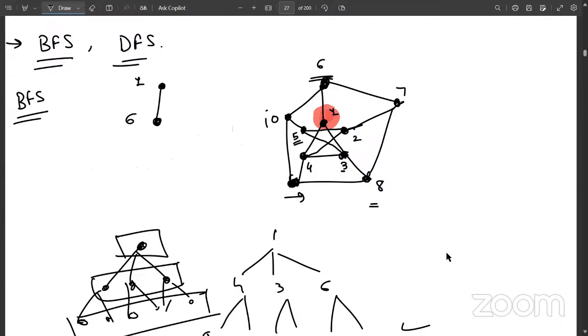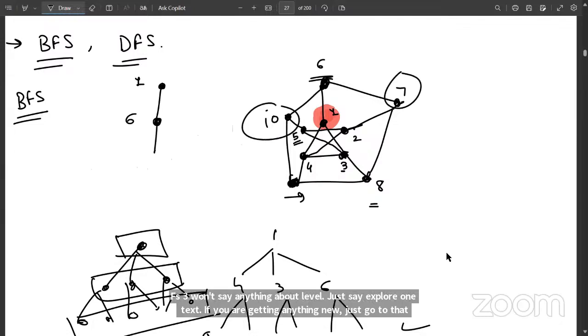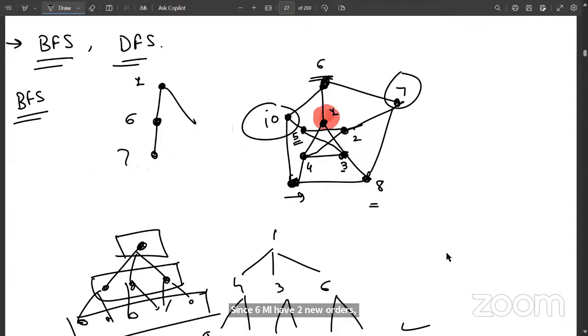Since from 6 I have 2 new vertices, 7 and 2, I'll go to 7. Why should I take this and make it 3 or something? I can't do that. I can't backtrack until and unless I don't have anything new to do. If you want to make a branch here, you have to backtrack to 1, and only then can you make a branch, right?